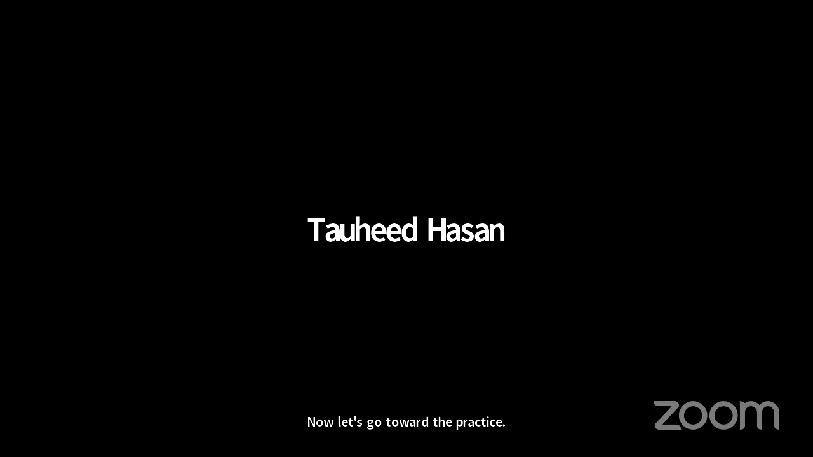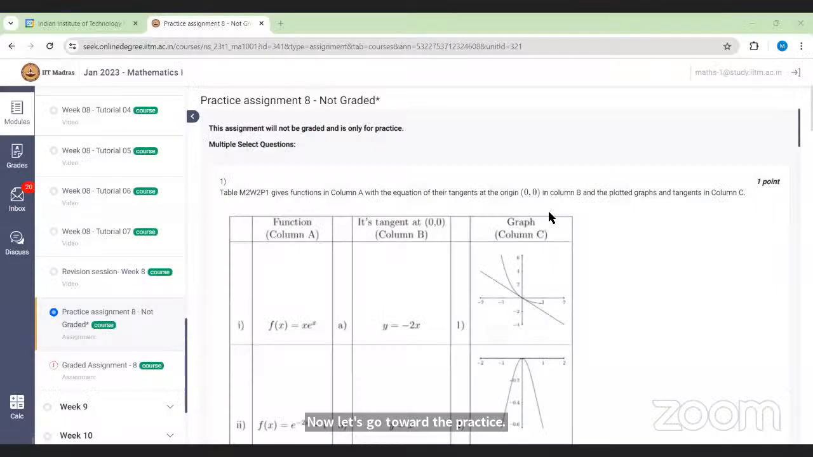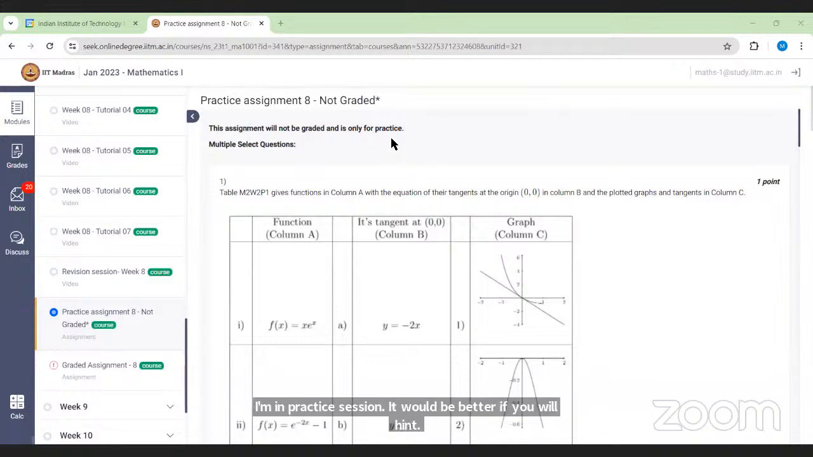Any other doubt from this activity? No? From activity 8.4, no other doubts? Okay. Now let's go toward the practice. Ma'am, in practice session, it would be better if you will hint from 1 to 10, in sequence.